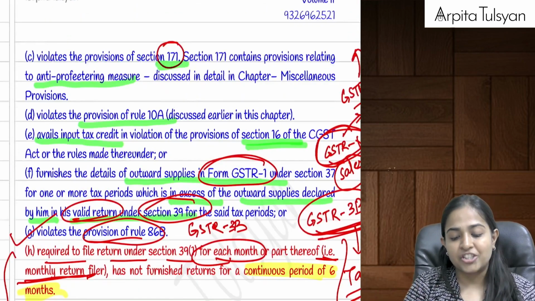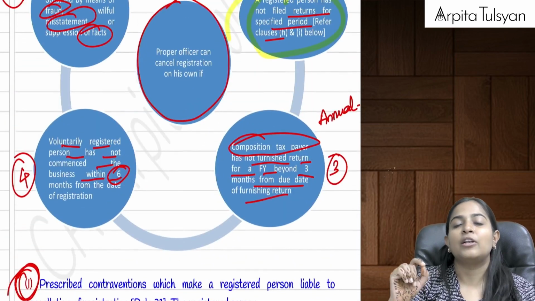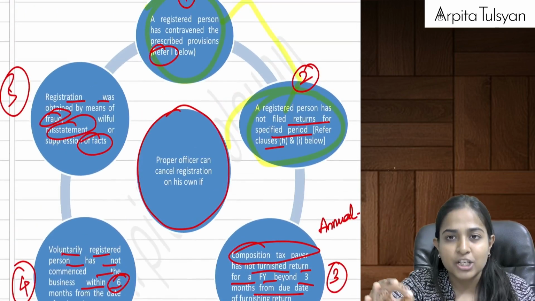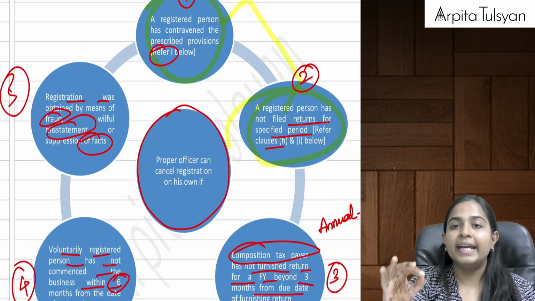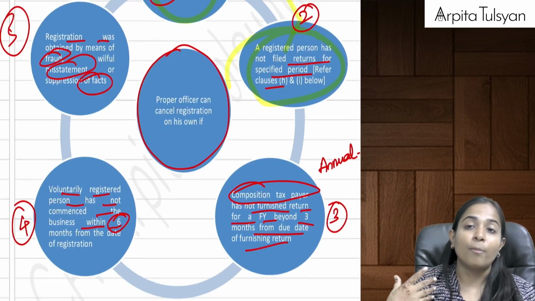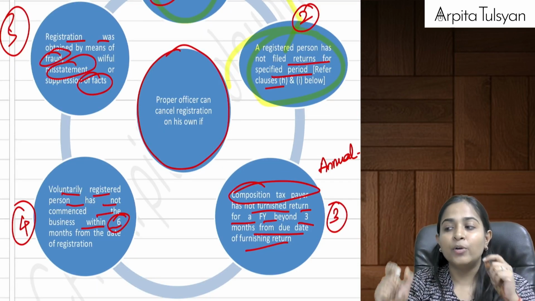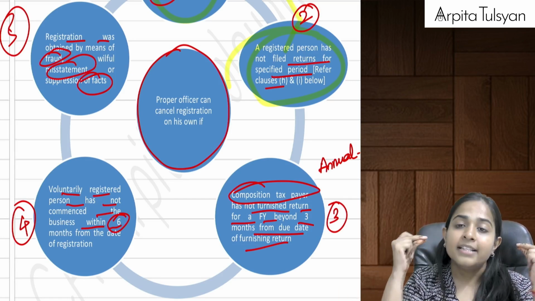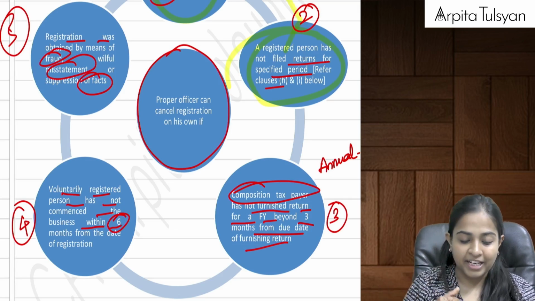Then in such cases, you have contravened the provisions of the GST law, and if you have contravened the provisions of GST law, then the department, after issuing a show cause notice on you and after giving you a reasonable opportunity of being heard, can cancel your registration. Similarly, if there is a composition taxpayer who was required to file the return annually, and 3 months have elapsed from the due date and that person has still not filed the return, then the registration can be cancelled.